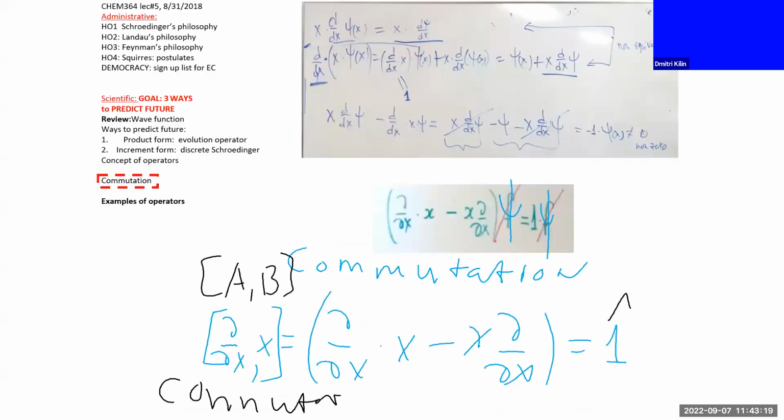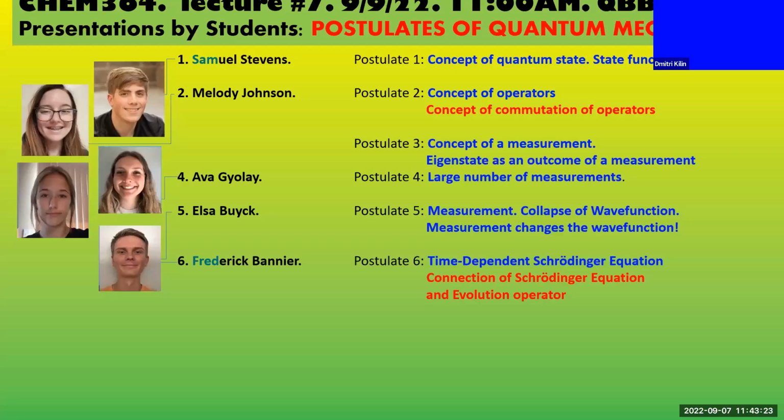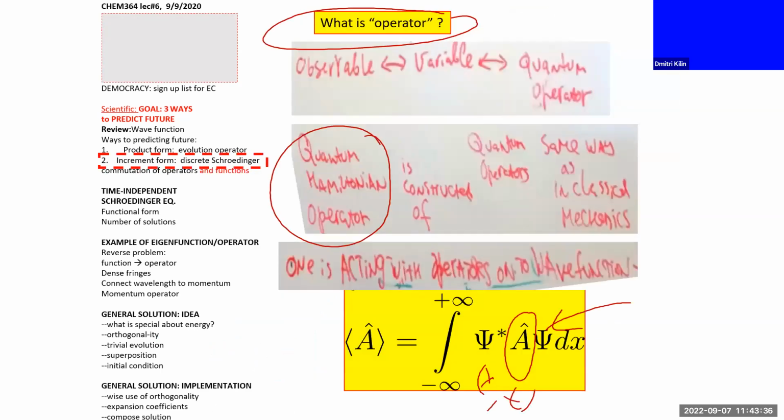So, time-dependent Schrödinger equation. Oh, let's go back. Whoever is second, now I see it's swapped. So Sam also needs to add the concept of commutation, which is here. You'll do it. I have no doubt.